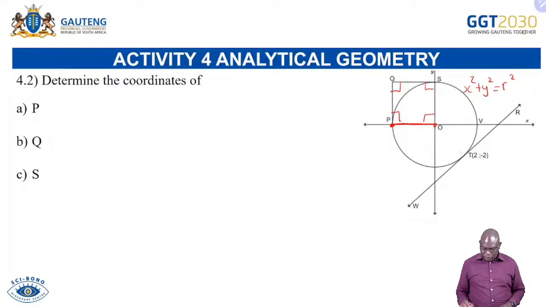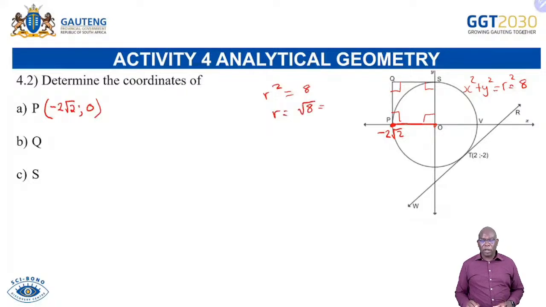So how am I going to write point P? My point P is going to be (negative 2 root 2, 0), because at this point the y value is 0. How do I know? Because the radius squared is 8, so the radius will be the square root of 8. You punch this on a calculator and it gives you 2 root 2. So my radius here is 2 root 2, but the value at that point is minus 2 root 2.